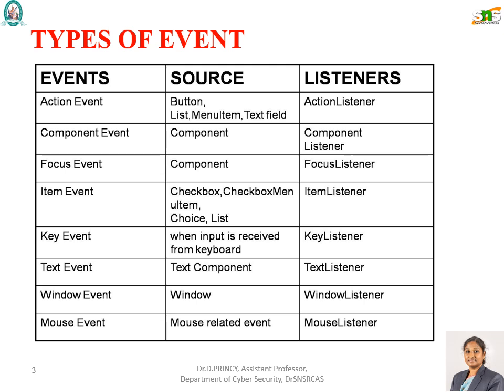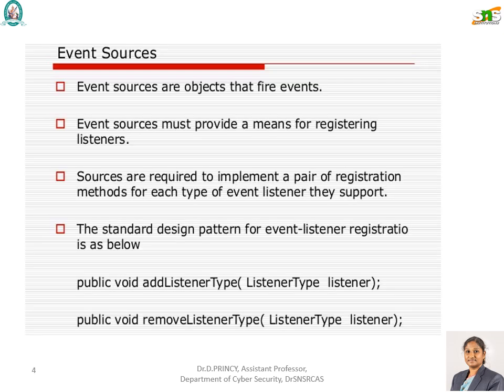Item event: sources are checkbox, menu item, choice, list. Listener is item listener. Key event: the source is when input is received from the keyboard, the listener is key listener. Text event: text component as a source, text listener as the listener. Window event: source is window and listener is window listener. Mouse event: mouse related event as the source and mouse listener as the listener.